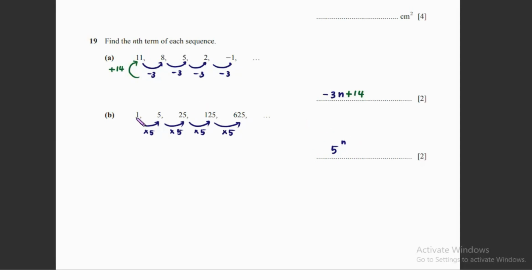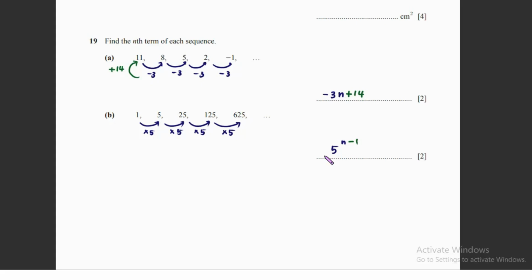But our first term is a 1, which means to get to this 1 here, I must deduct a 1 from this n. Only then 5 to the power 1 minus 1, which is 1 minus 1, makes it a 0. So 5 to the power 0 is equal to a 1, because any number which has a power of 0 is always equal to a 1.